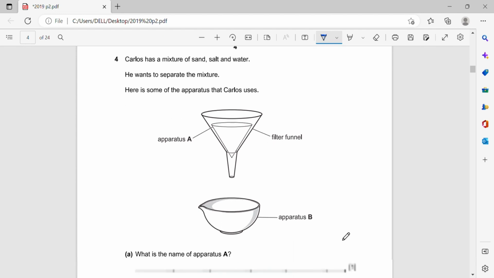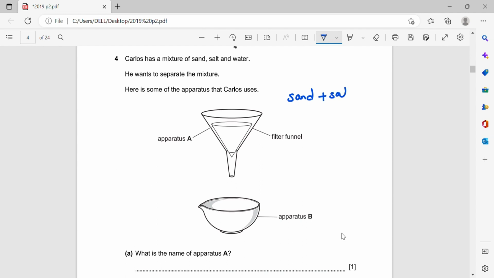Next question. Carlos has a mixture of sand, salt, and water. He wants to separate the mixture. Here is some of the apparatus that Carlos uses. So Carlos has a mixture of what? Sand plus salt plus water together. He wants to separate them. We have filter funnel, we have apparatus A, we have apparatus B.